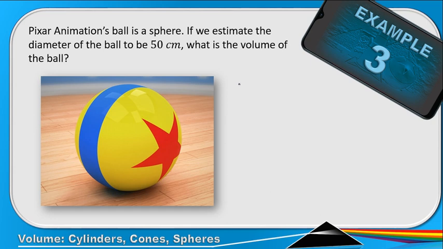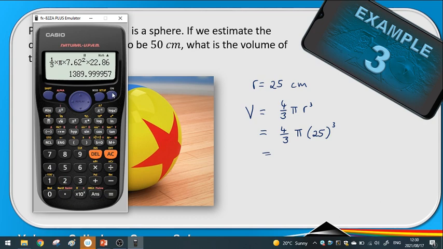Right, now Pixar Animation's ball is a sphere. If we estimate the diameter of the ball to be 50 centimeters, what is the volume of the ball? If the diameter is 50 centimeters, that makes the radius equal to 25 centimeters. And our volume for a sphere is 4 over 3 pi r to the power 3. We simply substitute in the value and calculate it. So this is going to be 25 cubed, and then we type that in.